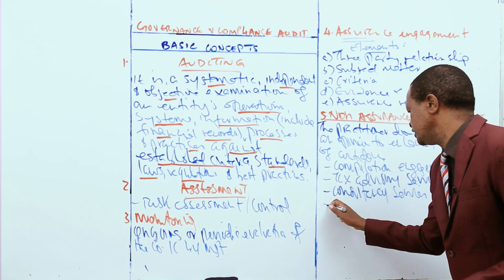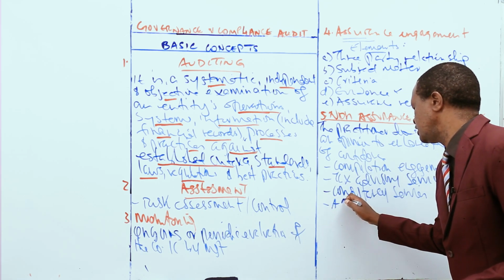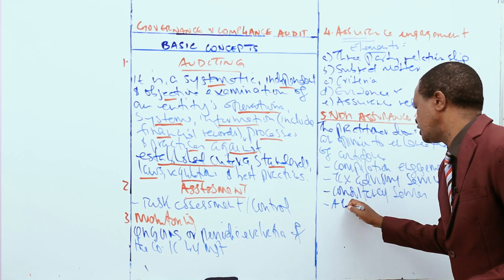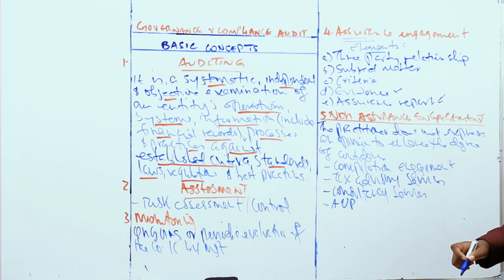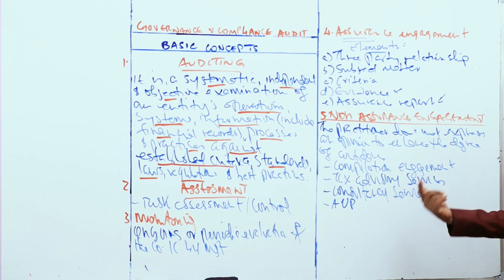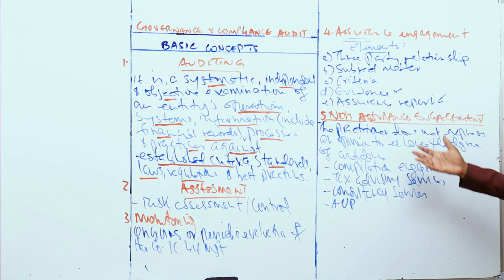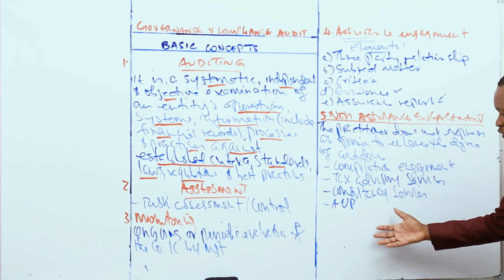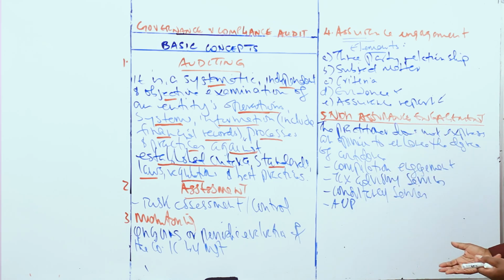We have agreed upon procedures. This means performing specific procedures agreed upon with the client and reporting factual findings without expressing an opinion or conclusion. So that is the meaning of non-assurance engagement. I've defined it. I've given examples of such engagements.